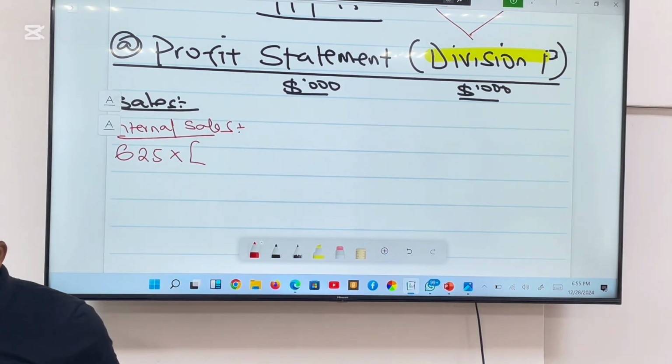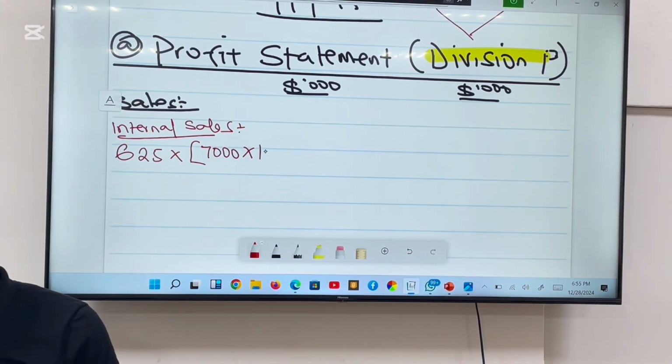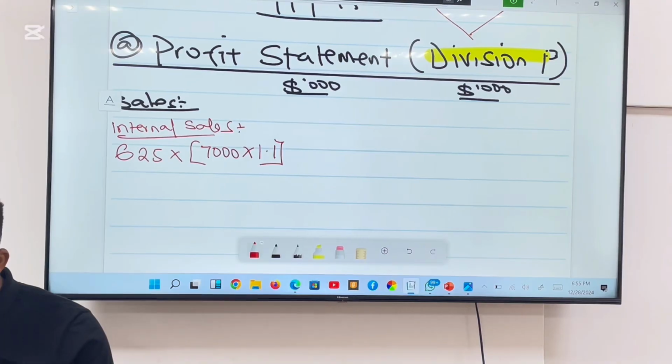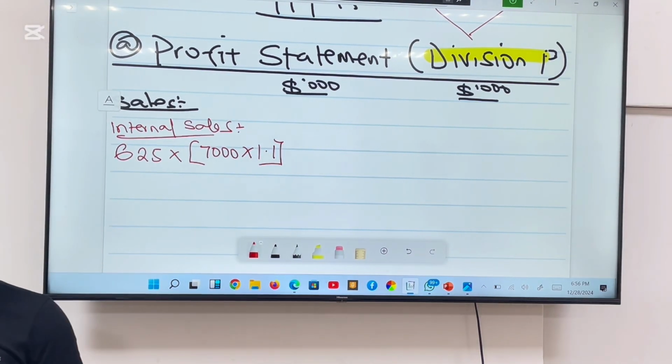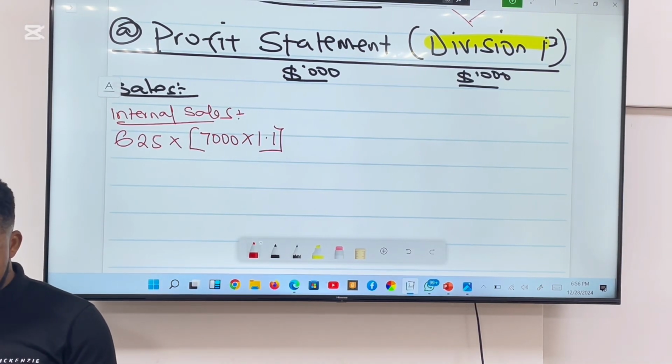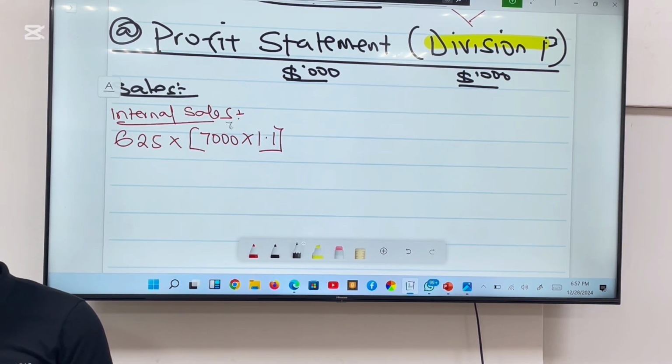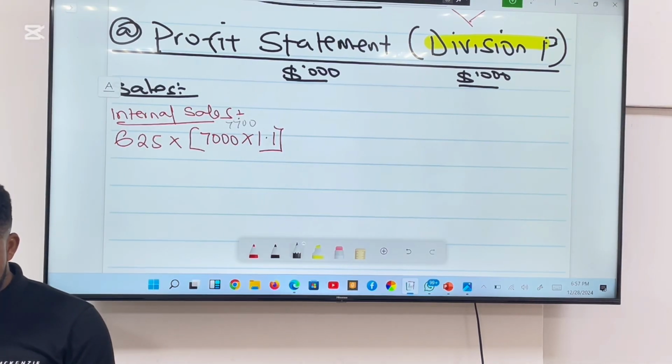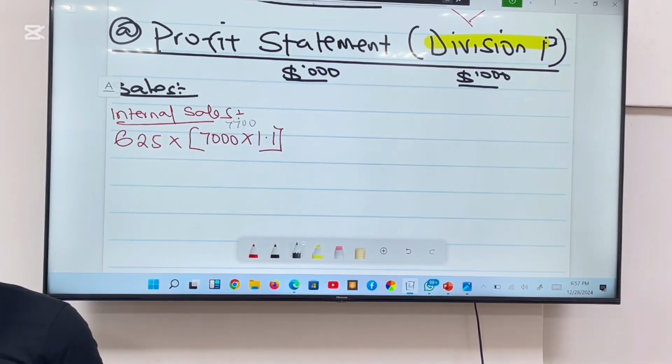multiplied by, they told us that the policy is variable cost plus 10%. Our variable cost here is 7,000 multiplied by 1.1. So now let's quickly do that. If I multiply 7,000 by 1.1, that's 7,700. So multiply by 625. That should be 4,812,500.